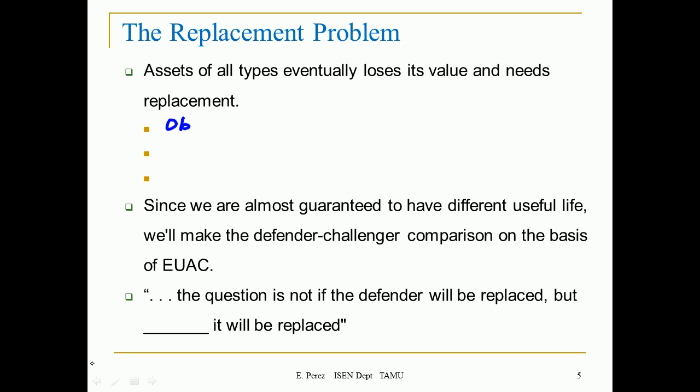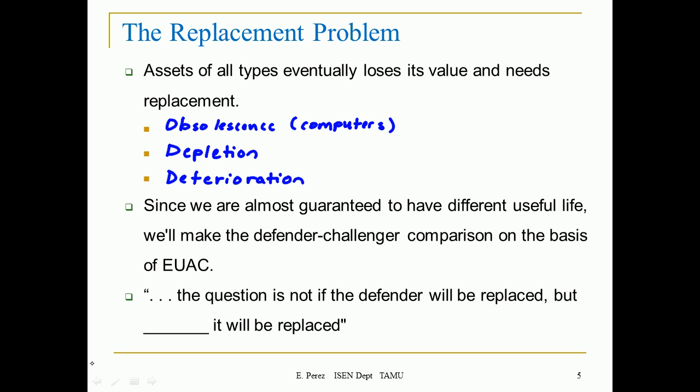For instance, obsolescence. An example for that is our computers. If you have an old computer, at some point you'll feel the need of replacing that computer because you know that your computer power can be improved. The other thing to consider is depletion and also deterioration. That is the case for most mechanical equipment. For this type of equipment, we are almost guaranteed to have different useful lives.